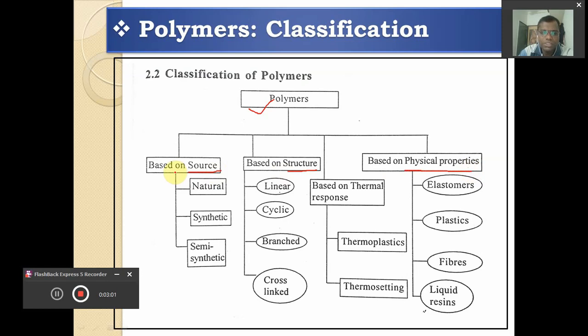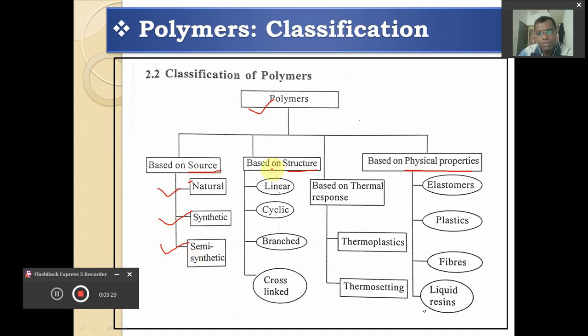If polymers are classified based on their source, then based on the source there are three types of polymer. The first one is called natural polymer, the second one is called synthetic polymer, and the third type based upon the source is called semi-synthetic polymer. It is very interesting to know about all these three types of polymer based upon the source. We will study all these in detail later on.